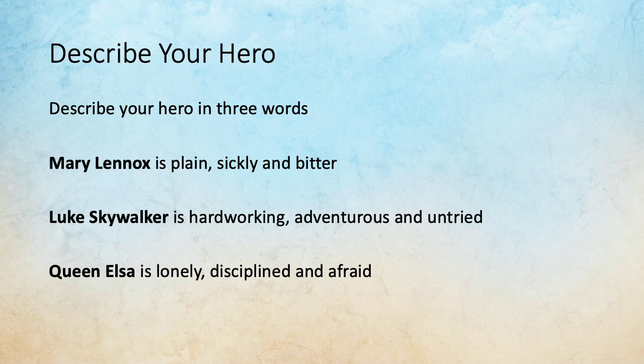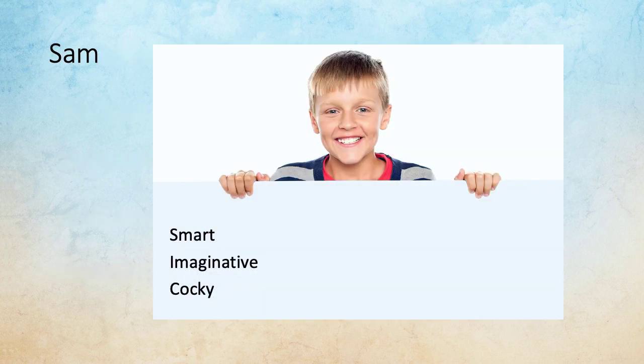So describe your hero in 3 words. 2 words that are good or neutral, and 1 that could be an area that they need to work on. Mary Lennox is plain, sickly, and bitter. Luke Skywalker is hardworking, adventurous, and untried. Queen Elsa is lonely, disciplined, and afraid. So here is my character. Sam is smart, imaginative, and cocky.